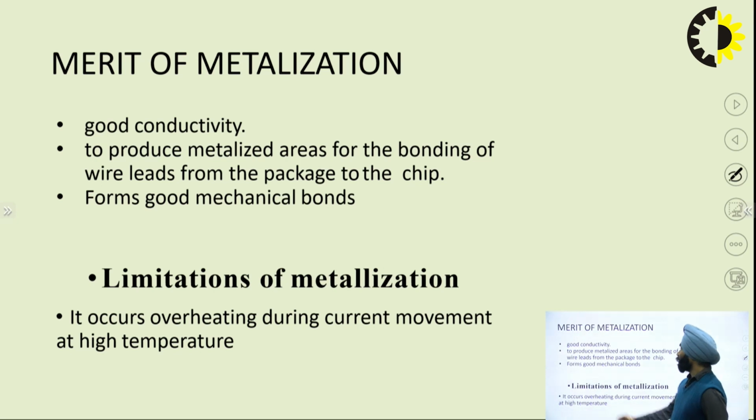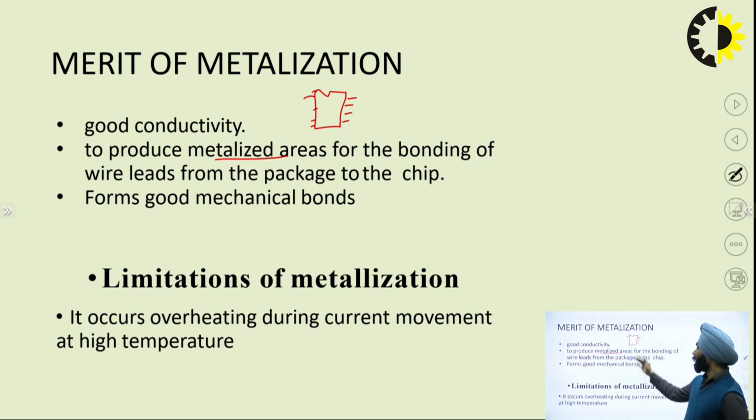Second thing, to produce metallized area, the bonding of the wire leads to the packaging of the chip. As we have seen that in most of the ICs, there are some wires or legs of the ICs that are used to connect to the external circuits. So for example, to connect with an inductor, an IC has to be connected with some inductor. An inductor cannot be created in the IC, so it has to be provided externally.